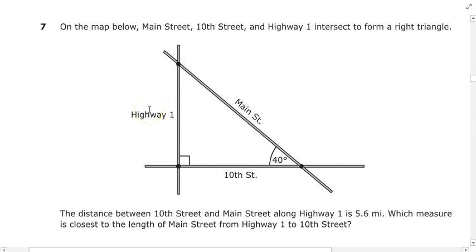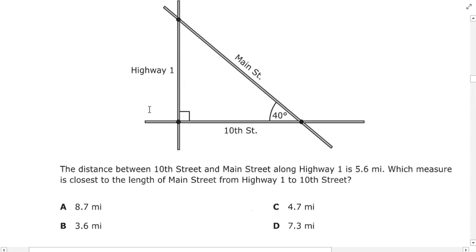1 intersect to form a right triangle. The distance between 10th Street and Main Street along Highway 1, right here, so the distance between these two streets along the highway, is 5.6 miles. So this is 5.6 miles. Which measure is the closest to the length of Main Street from Highway 1 to 10th? So what's the length of Main Street from here to here?